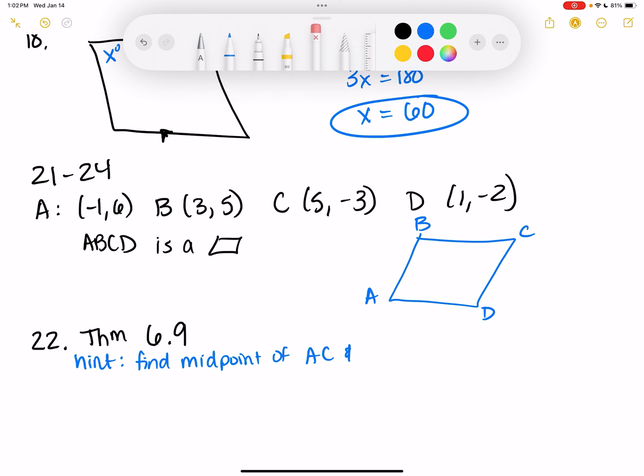I cannot write today. I literally just wrote the two letters backwards. BD. I literally said BD and wrote DB.